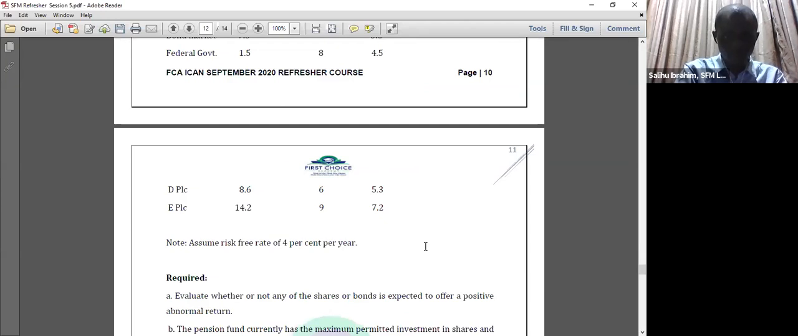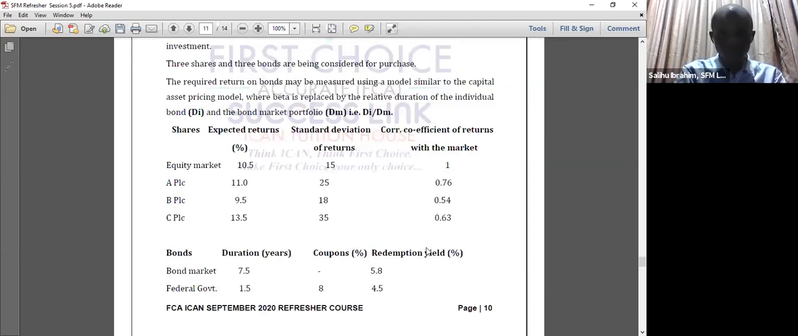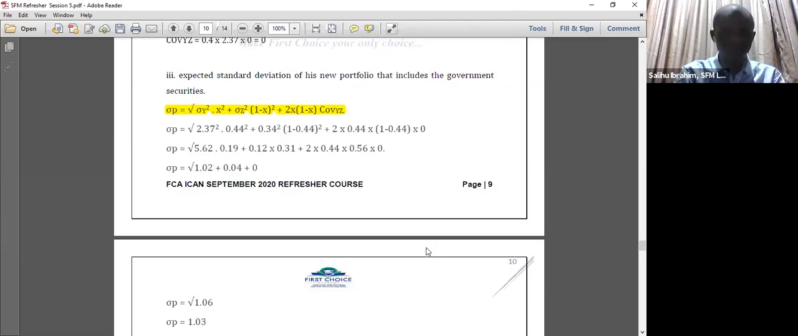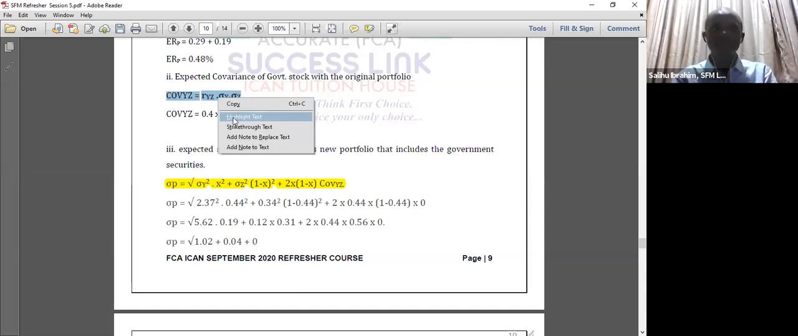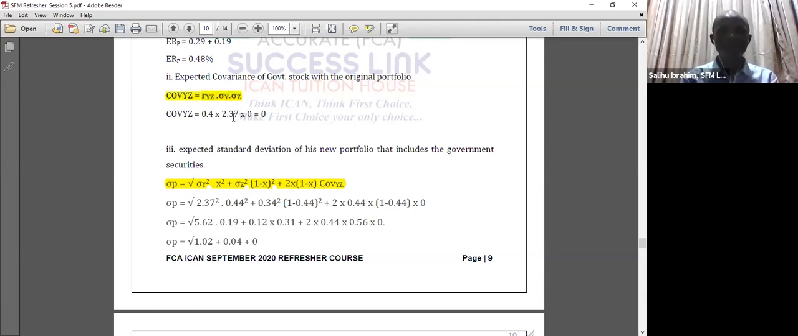In that solution 3, it should be here. You can see this is what we call covariance. Now, this covariance we are seeing here, the one I highlighted, is measuring the relationship between stock Y and stock Z. That is what you see as Cov YZ, that is covariance YZ.